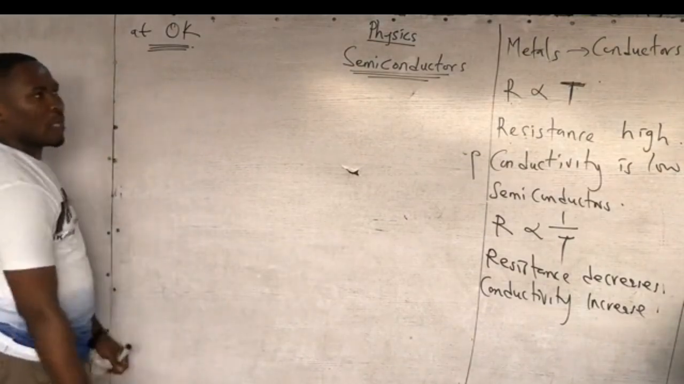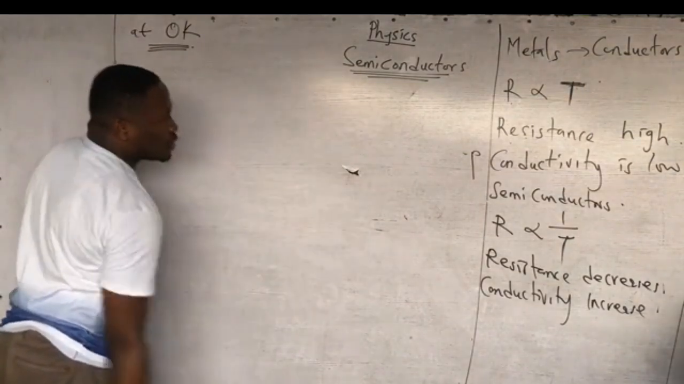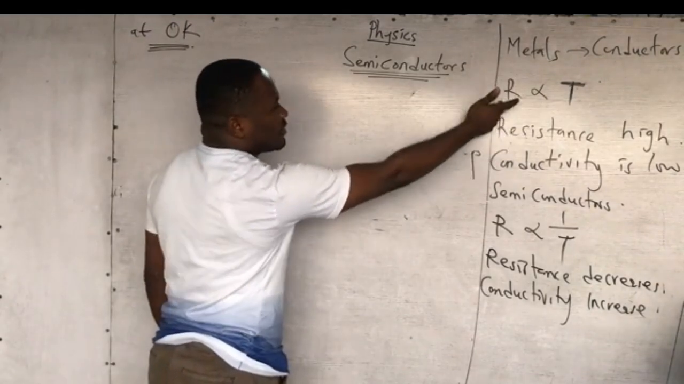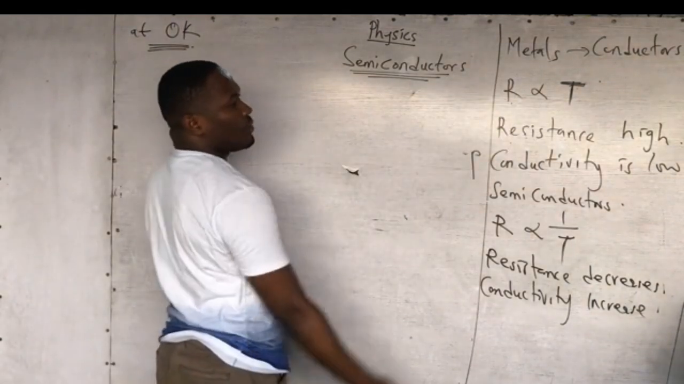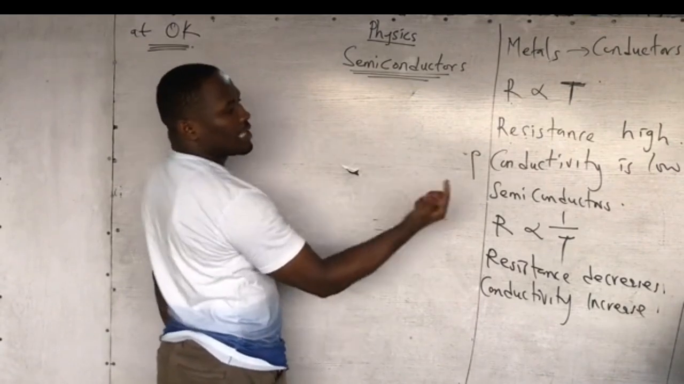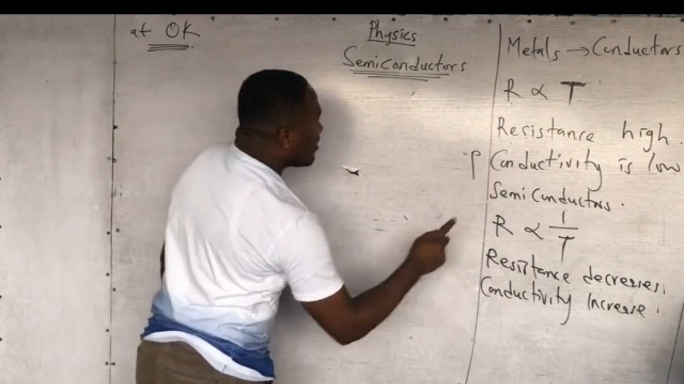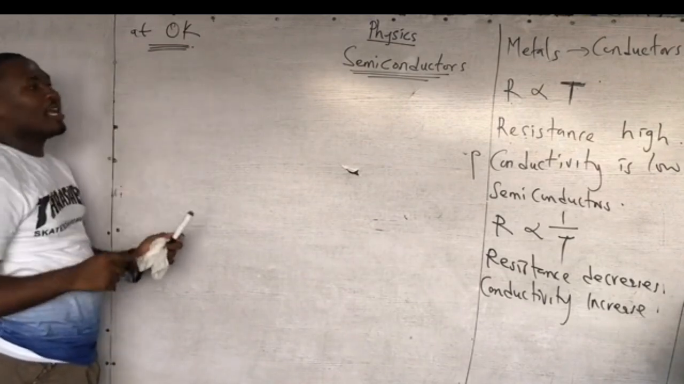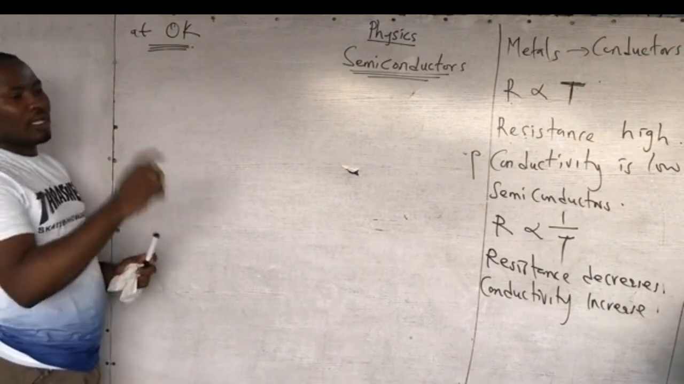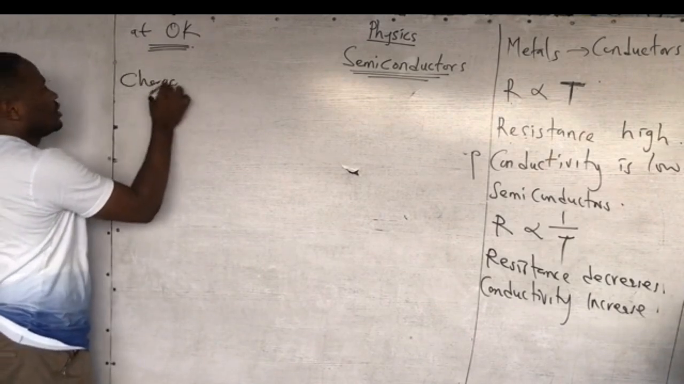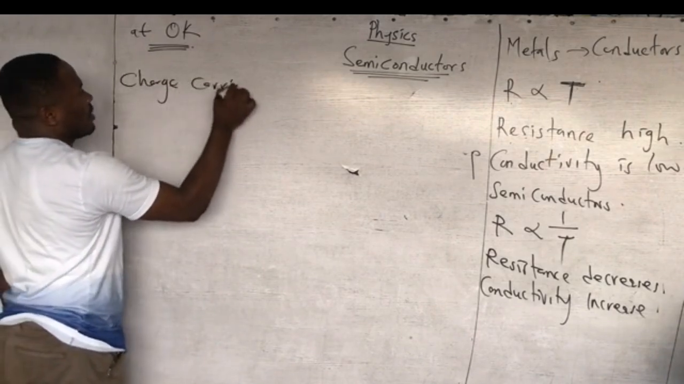Then we talked about temperature: an increase in temperature increases resistance. And when resistance is increased, opposition to current flow is increased. Hence conductivity decreases. But remember I said that at 0 degrees, a pure semiconductor is an insulator. Now we have what we call charge carriers.